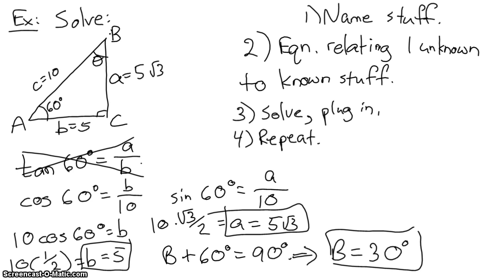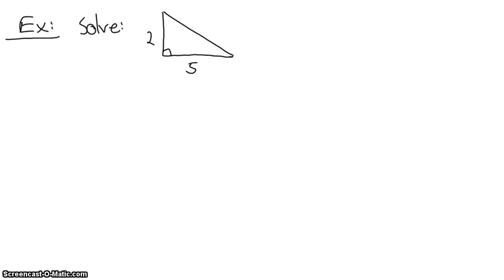Okay, so what other situations can you do this in? Suppose we don't know any angles except the right angle. We just know two side lengths. We still know three things about the triangle. We know two sides and an angle. So this is actually enough to solve.